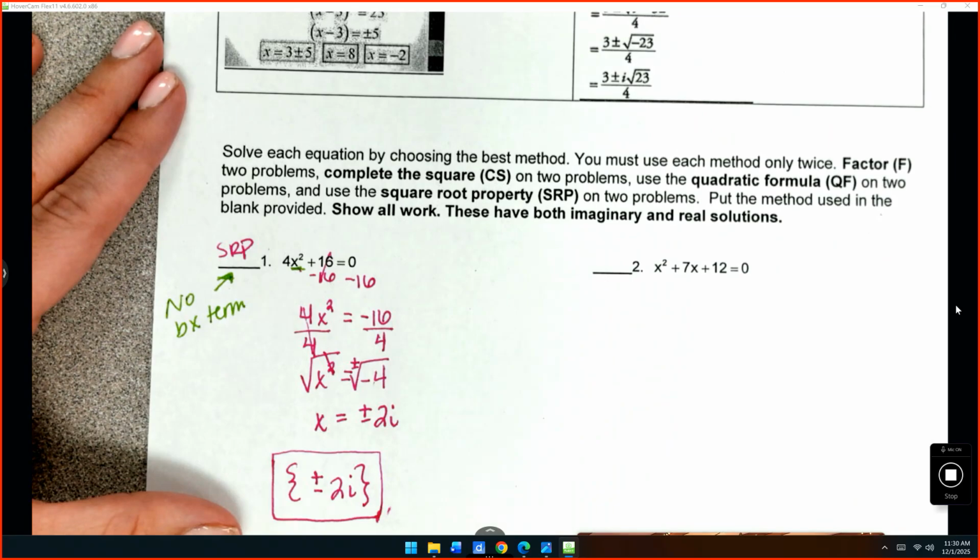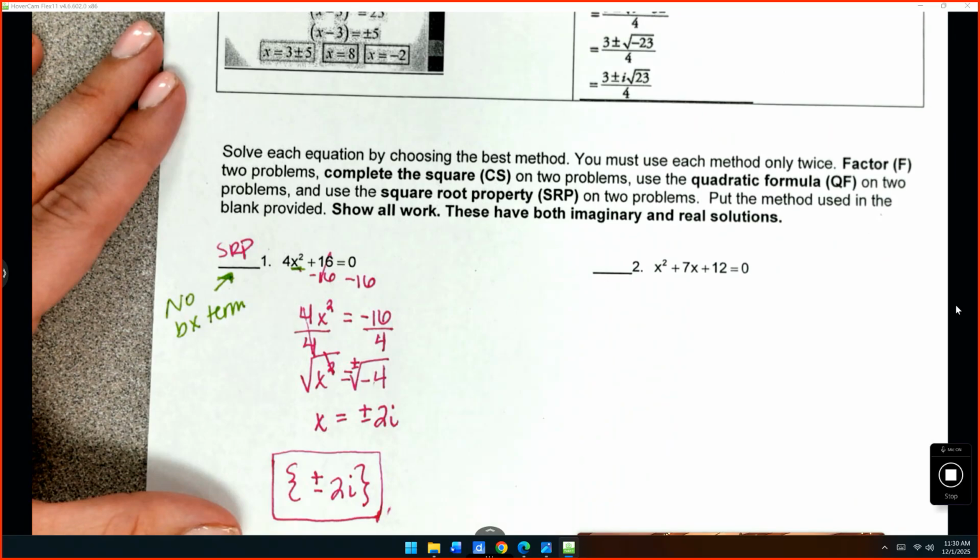So I'm going to put QF for quadratic formula. I'll bring my notes out here because I don't want to write the quadratic formula yet. And why am I using quadratic formula? Because A is greater than 1 and it can't be factored. Quadratic formula will work for every single one, but it's also the most work. So we only want to use it if we can't do any of the easier ones. Okay?